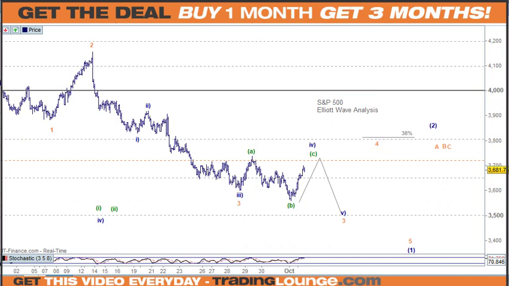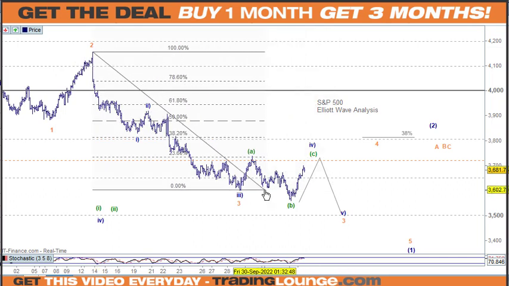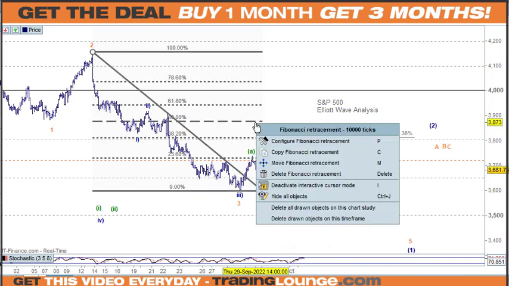Then the worst case scenario would be from that top there as wave 2. When you're taking wave 4, be it this wave 4 or this wave 4, you have to take it from this low and not that low. So taking it from the top there would bring us to the 38.2% retracement level there. So that's the worst case scenario, just to let you know.